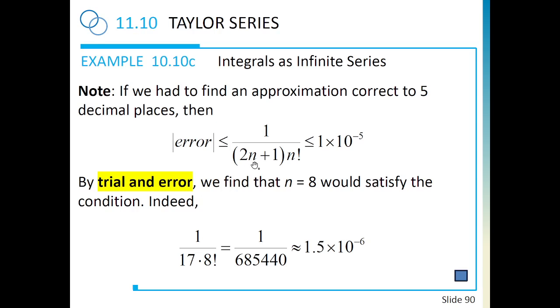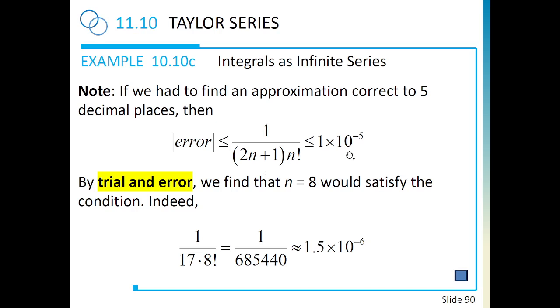You start picking some values of n and testing. Obviously if you take n equal 11,000, it's probably going to work, but you will need to add 11,000 terms in your Taylor polynomial. You don't want to do that. You need to find an n that is just good enough. You don't want to overkill the process. You want to do the minimal effort but sufficient to satisfy the requirements of the precision.